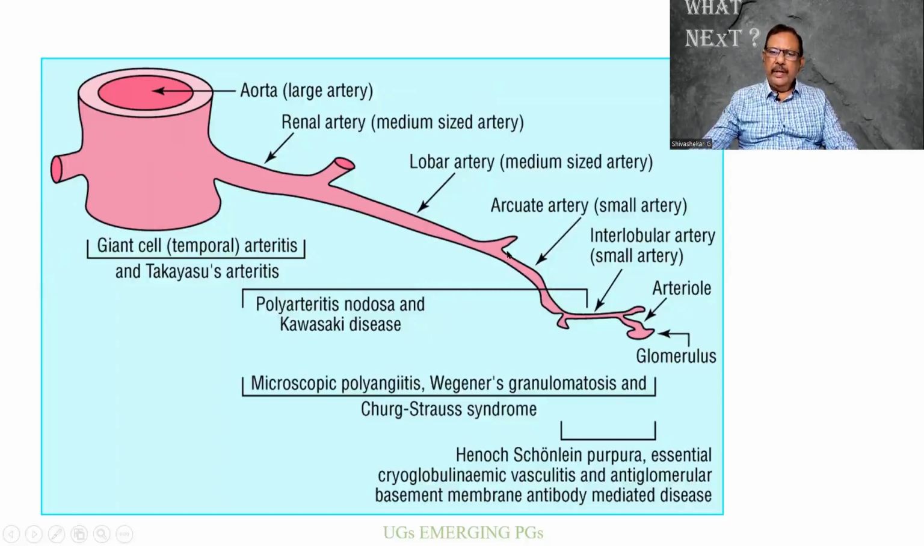Later on, you will be having the small arteries, from which we can be having the microscopic polyangiitis, Wegener's granulomatosis, and Churg-Strauss syndrome. Finally, you can have the arterioles, in which there can be Henoch-Schönlein purpura, cryoglobulin vasculitis, etc. So this kind of a scheme we shall be seeing repeatedly.